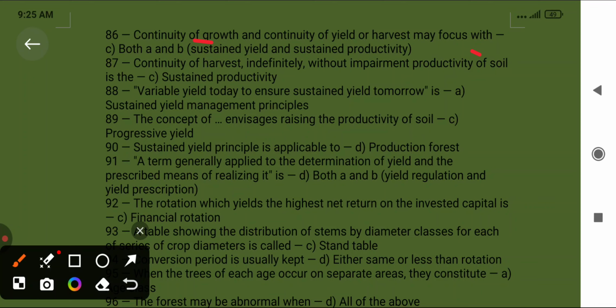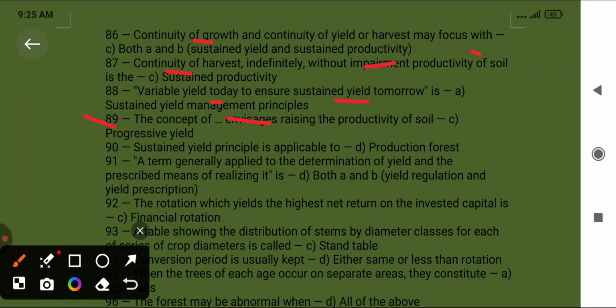Continuity of harvest indefinitely without impairing the productivity of soil is the sustainable productivity. Variable yield today to sustain yield tomorrow. The sustained yield management principle, the concept that envisages raising the productivity of soil, is progressive yield.